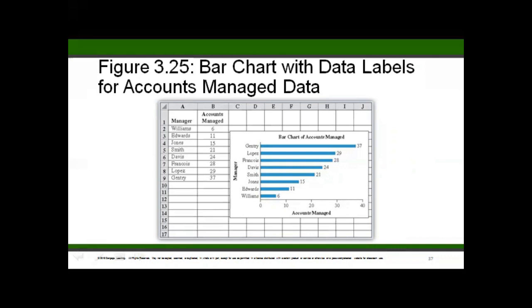Step 3, click Add Chart Element in the Chart Layouts group. Select Data Labels, click Outside End. This adds labels of the number of accounts managed to the end of each bar so that the reader can easily look up exact values displayed in the bar chart.